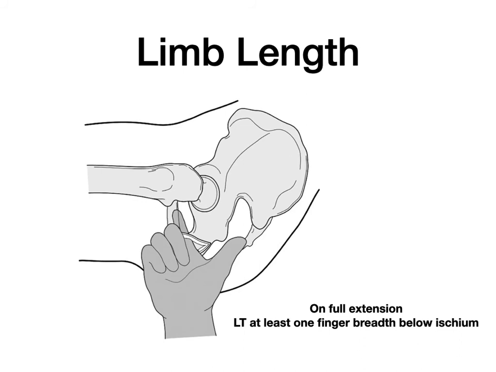Limb length restoration is an important thing. A simple way to judge it is that on full extension, your lesser trochanter should be at least 1 finger breadth below the ischium. If that's the case, then most of the time your limb length seems to be okay.